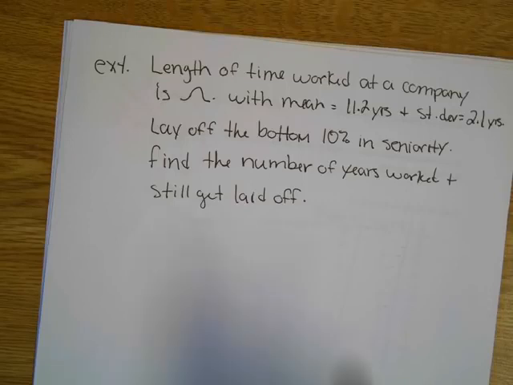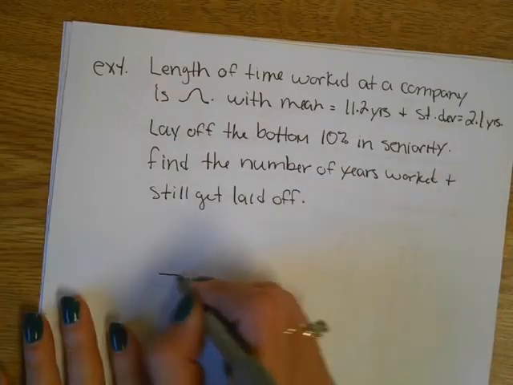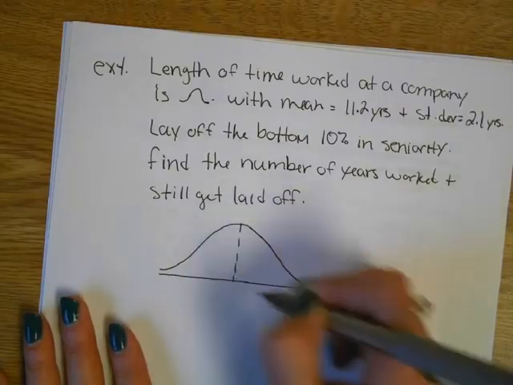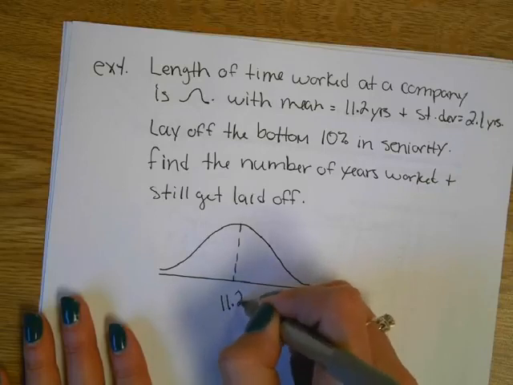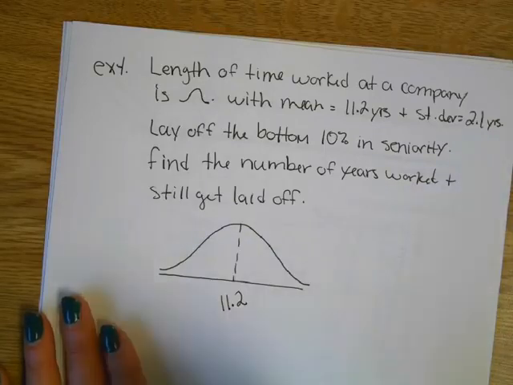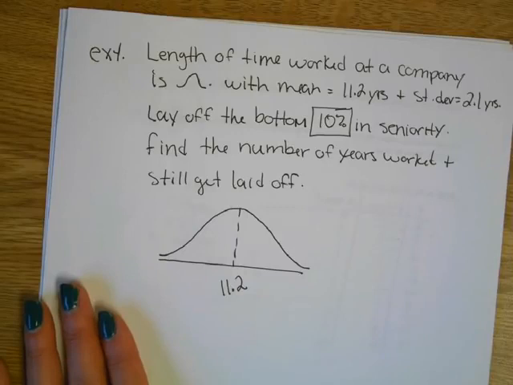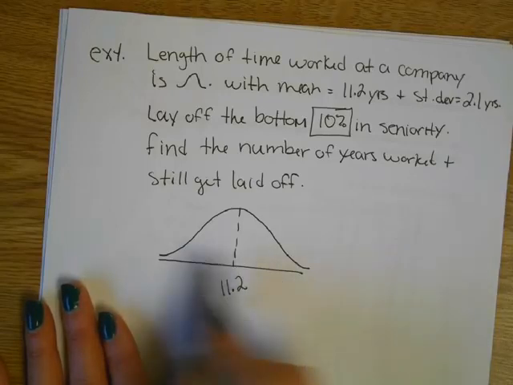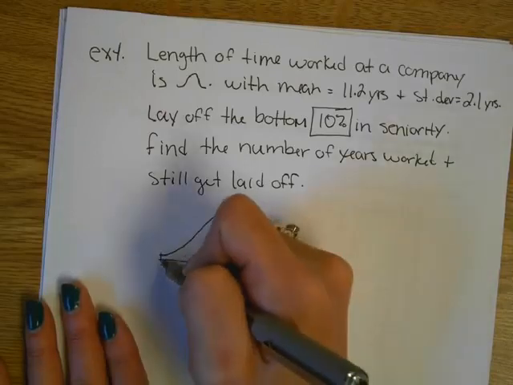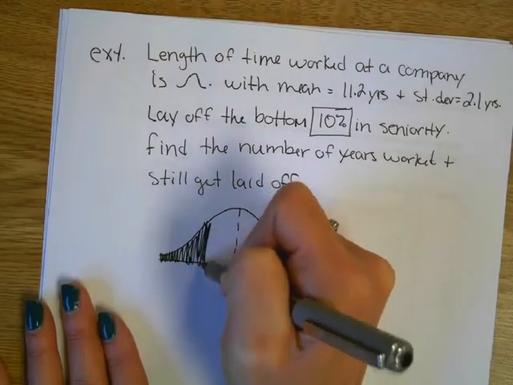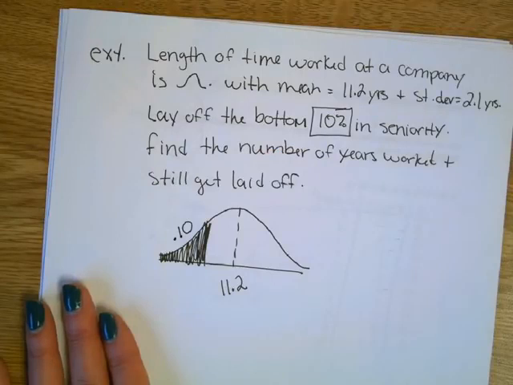Okay, so if you know what everything is in terms of the graph, super easy. We got 11.2 years as the mean. We're going to lay off the bottom 10%. What is that telling you about this graph? You need to find the Z-score. For what? What is that 10%? It's the area, correct? What part of the graph is this area at? It's going to be on the left side, the younger people, the fewer years there. So we want this shaded area to be 10% of the normal curve.